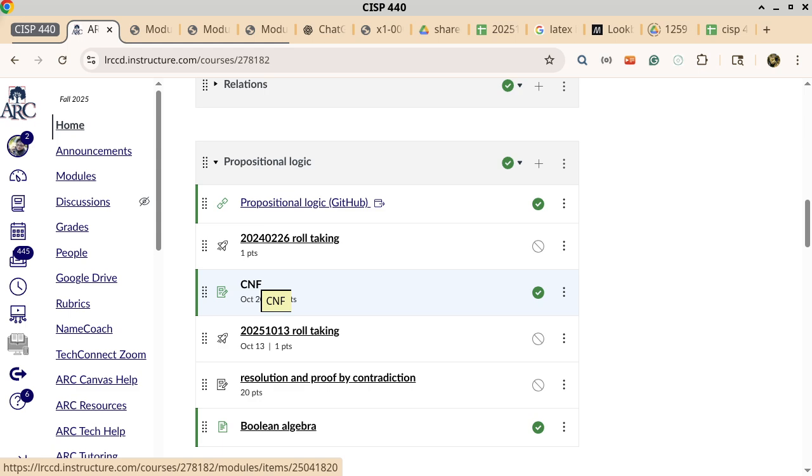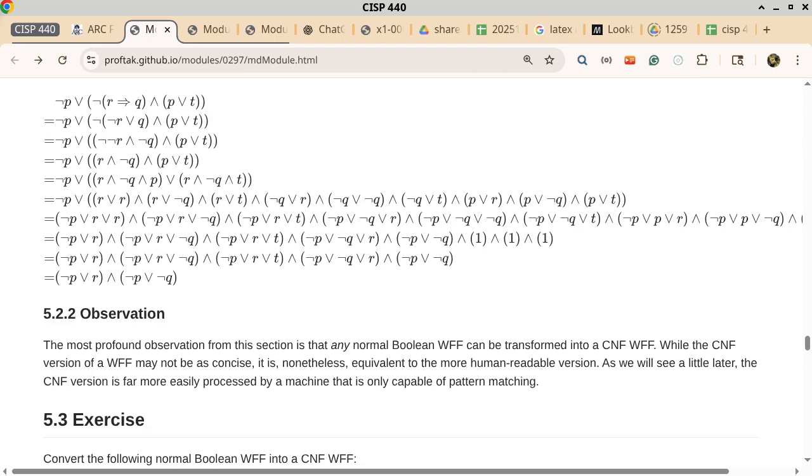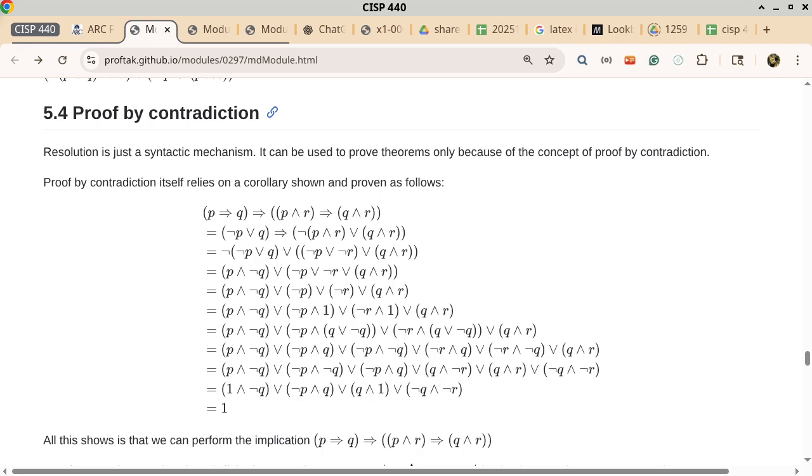All right. So now what we'll be focusing on is proof by contradiction. That's section 5.4. We're going to go through this entire proof here. This may not be the shortest way to do it, but it is a proof nonetheless. What this proof is doing is trying to show that this implication is always true. If the implication is always true, that means we have a theorem, which is basically saying if this is true, then the other side has to be true.